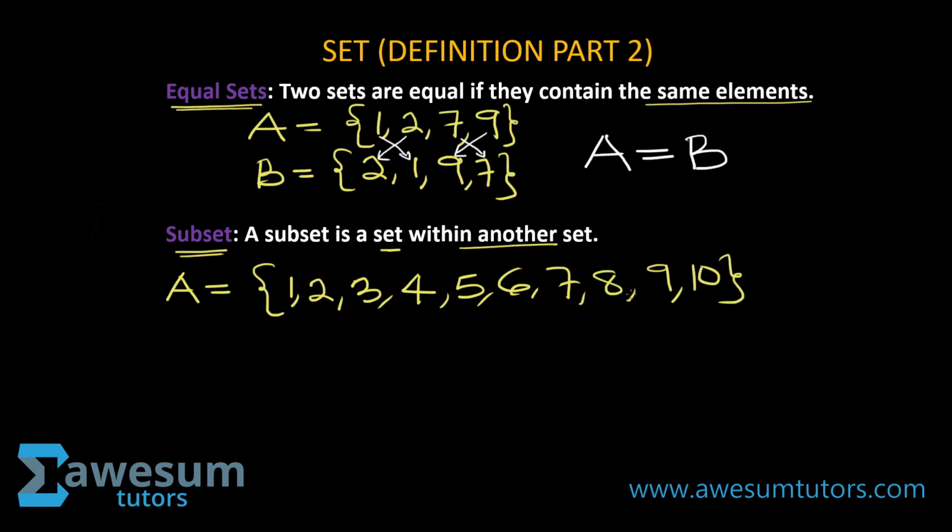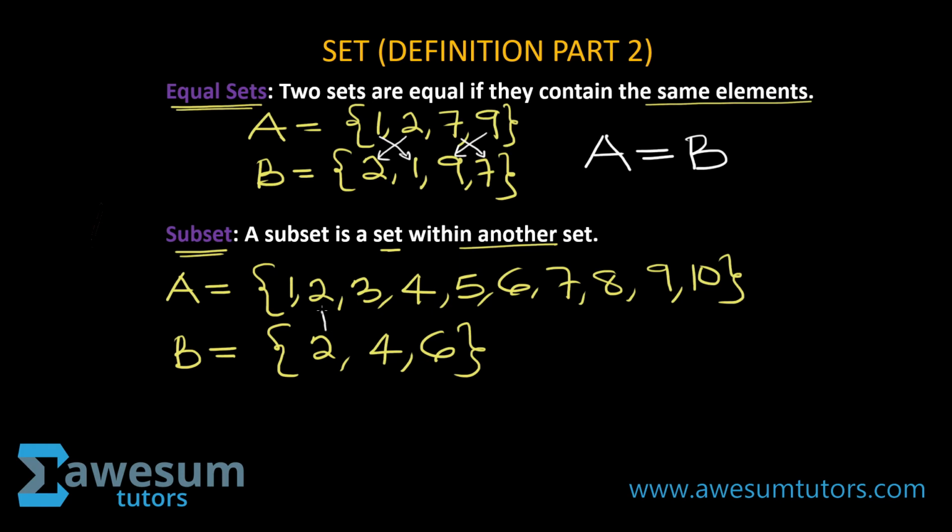And then we have a set B which has elements 2, 4, 6. Now we said that a subset is a set within another set. If you take a look at this, set A is from 1 to 10. Set B is 2, 4, and 6. You will agree with me that the elements in set B can also be found in set A, right?